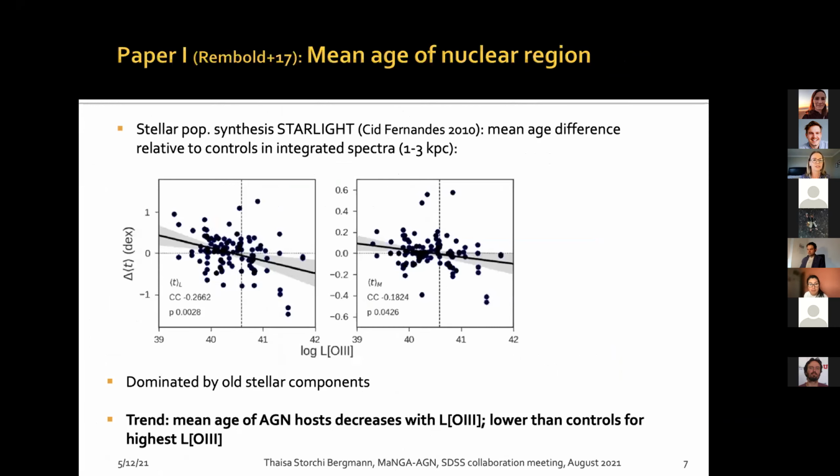Okay, we did a quick synthesis of the spectrum in the SDSS3, and we could see a trend for the mean age of the stellar population of the AGN, in the sense that the highest luminosity ones have lower mean age than the controls.